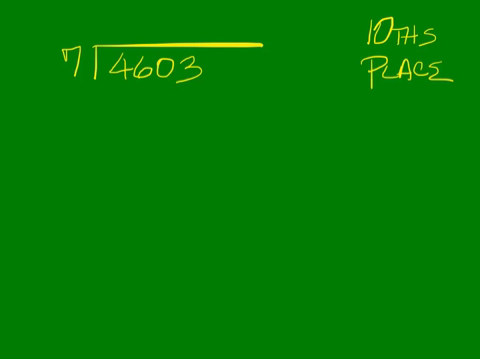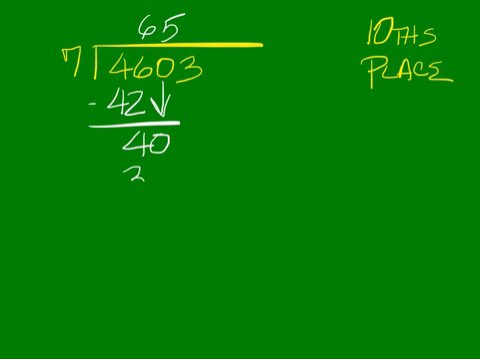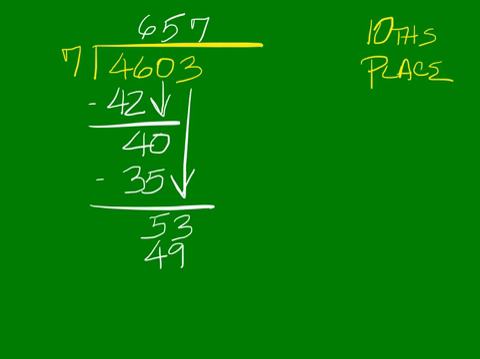On the practice problem, 7 will not go into 4, but it does go into 46. 7 into 46, 6 times for 42. 4 left over, drop a 0. 7 goes into 40, 5 times, that's 35. 5 left over, drop a 3. 7 into 53, 7 times. That's 49. 4 left over.